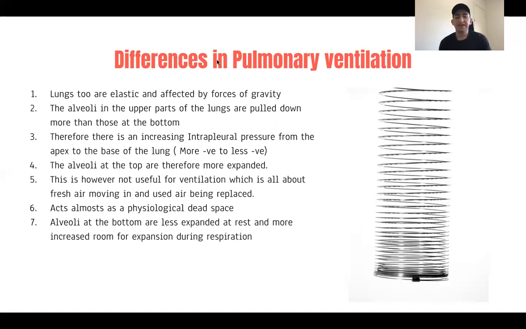Difference in pulmonary ventilation. If you look at the lung from bottom to top, either left or right, you should know that they aren't ventilated equally throughout. Some alveoli, whether at the top or at the bottom, receive more ventilation than the others. How can you figure this out? A really easy way to think about this is that the lung is a big spongy tissue. Think of it as a slinky.